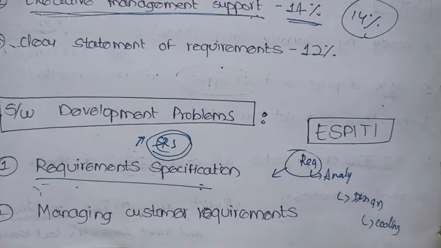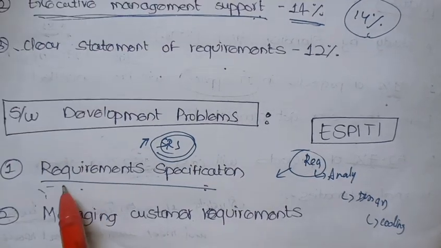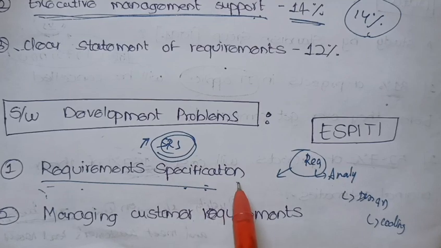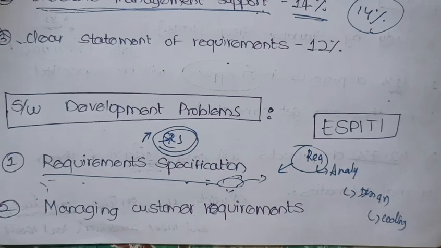Users can't actually specify what the requirements are. Although they may say it in their language, we have to understand it technically. We developers have to understand it technically according to the functionalities of the system we are going to develop. So requirement specification is the main major problem which we have to understand on the part of users.